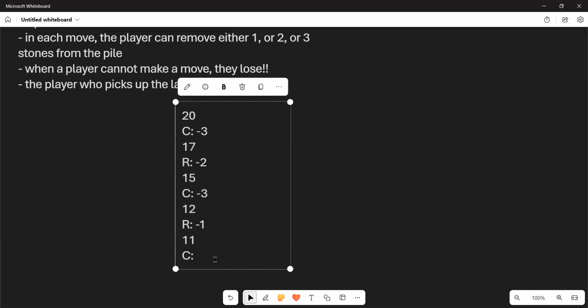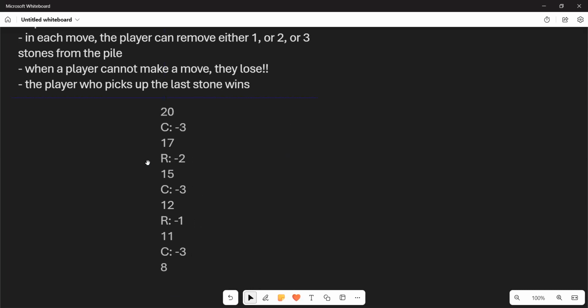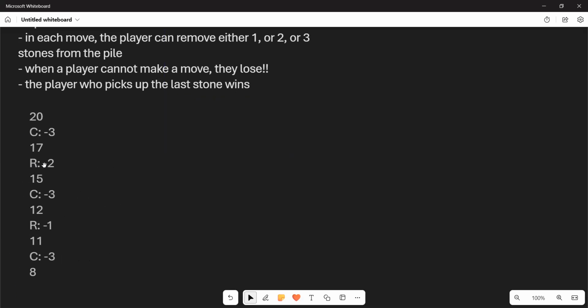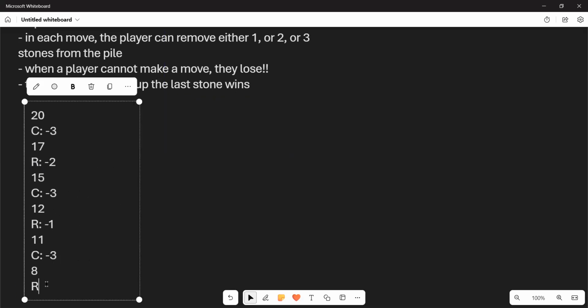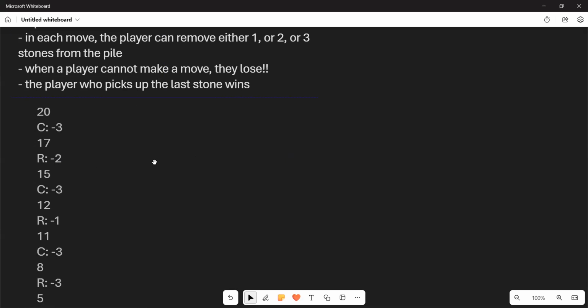Chinmay. Ma'am, I would remove 3. Okay. So we have, ding ding ding, 8 remaining. Raga. I'll remove 3. Huh, game getting more and more interesting. We have only 5 stones remaining. What will Chinmay do?